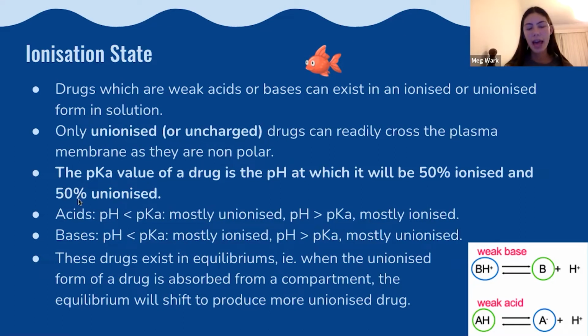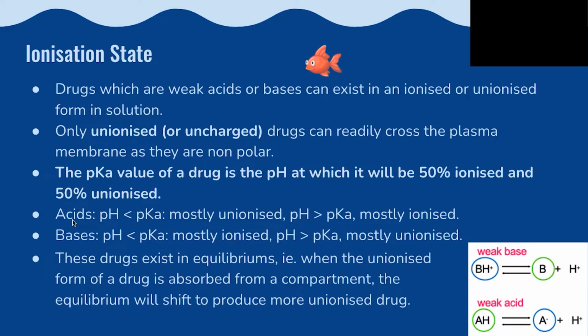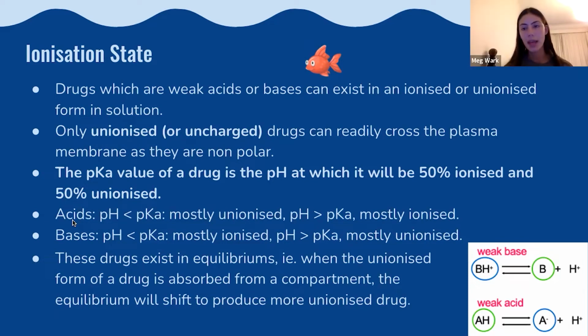We've got the pKa value of a drug. That's a term that you'll need to know. It means the pH at which the drug will be 50% ionized and 50% unionized. The way we use this is it'll tell you whether a certain form of a drug will be ionized or unionized. For acids, if you're at a pH that's lower than the pKa value, then most of it will be unionized. If the pH is higher than the pKa value, then most of the drug will be ionized. And it's the opposite for bases.